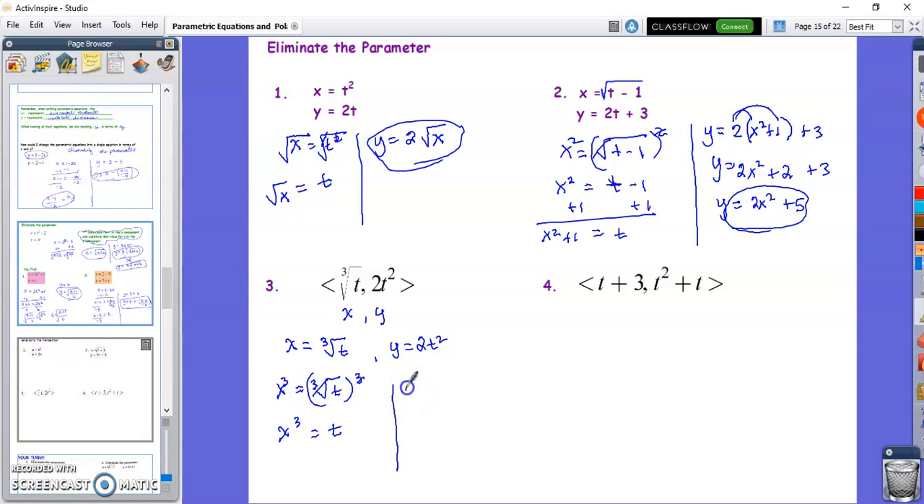Using that, plugging into my y component, my y is equal to 2 times x to the third power raised to the second power. So my y is equal to 2x to the 6. I'll be running out of time, so I'm just going to write the answer here. My y is equal to 2x to the 6. Hopefully you got this correctly.